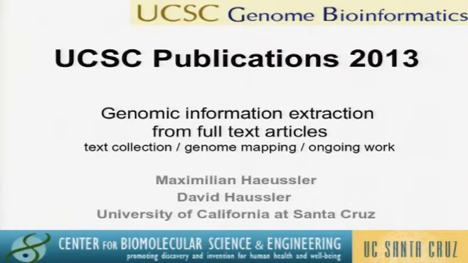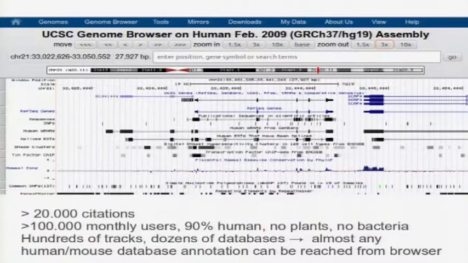Yeah, as I work for the genome browser, and this is a kind of special application of text mining, I might have to introduce the genome browser very, very quickly. So the UCSC genome browser started just after or slightly before the sequencing of the human genome. It's a pretty old website. It has not really changed since '99. It's heavily used by people that work somehow with the genome. So there's more than 20,000 citations and more than 100,000 monthly users.